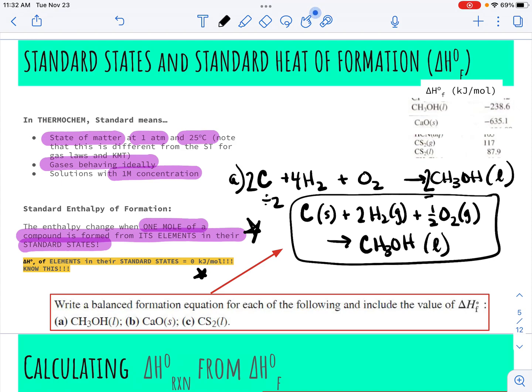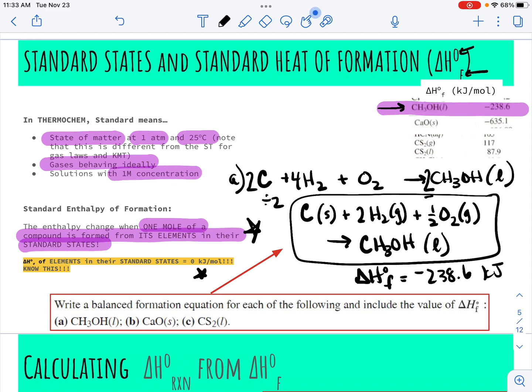Okay, so my formation equation is this, and I kind of ran out of room, so it takes 2 lines. And the value of delta HF, or standard heat of formation, that degree sign is standard, and this is formation. Okay, so the standard enthalpy or standard heat of formation for this in kilojoules per mole, I would look up off of the thermodynamics chart. I pulled this one from the back of your book as negative 238.6 kilojoules.